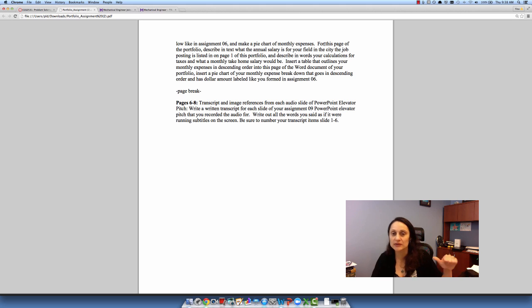you need to describe in text what the annual salary is for your field in the city the job posting is listed on page 1. Describe in words your calculations for taxes and what a monthly take-home salary would be. So write that up in text and come up with a number of what your monthly take-home salary would be after taxes and how you got to that point. Insert a table that outlines your monthly expenses in descending order into this page of the Word document.